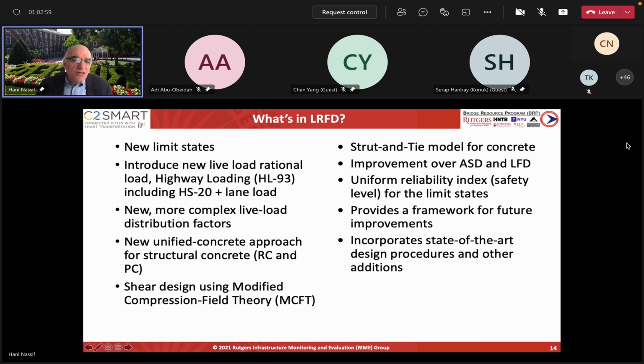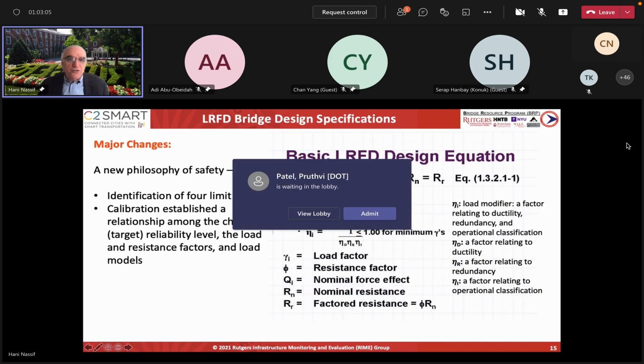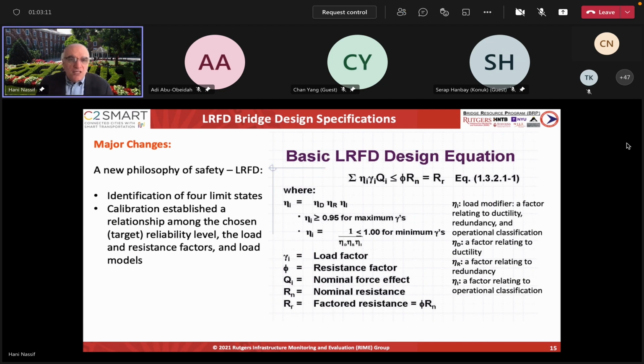That approach gives more room for people to include new design equations. So the basic principle, and I know I'm a little bit behind time here, but that's okay. Let's continue, and we'll keep this going.